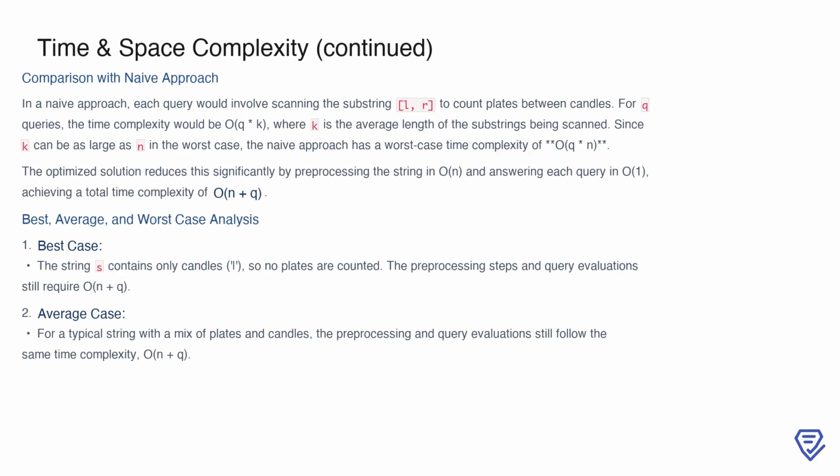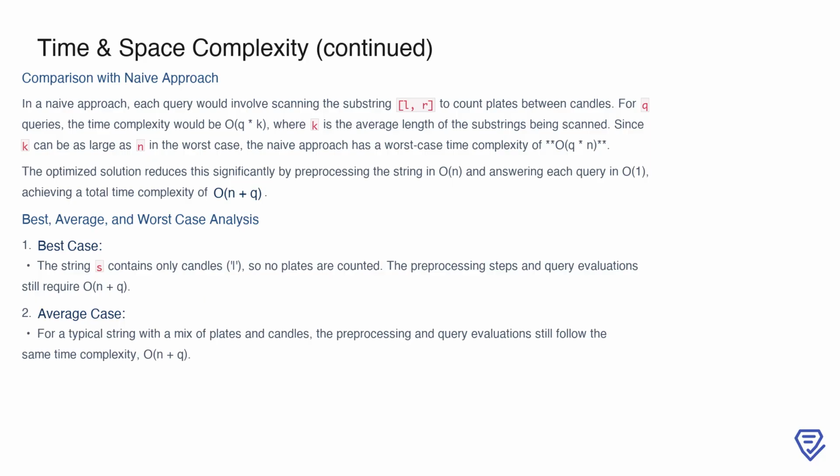In contrast to the optimized solution, the naive approach involves scanning the substring L, R for every query to count the plates between candles. For Q queries, this leads to a time complexity of O(Q * K), where K is the average length of the substring being scanned. In the worst case, K could be as large as n, resulting in a time complexity of O(Q * n). The optimized solution significantly improves upon this by pre-processing the string in O(n), and answering each query in O(1), yielding a total time complexity of O(n + Q).